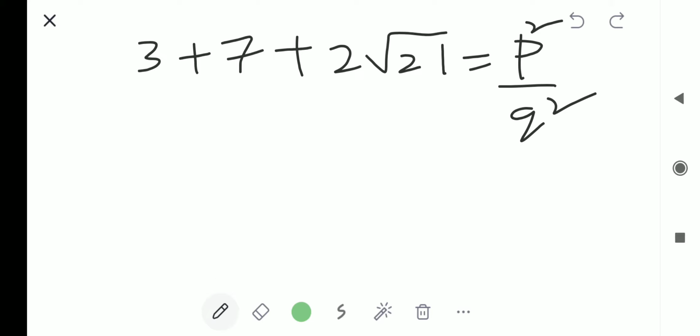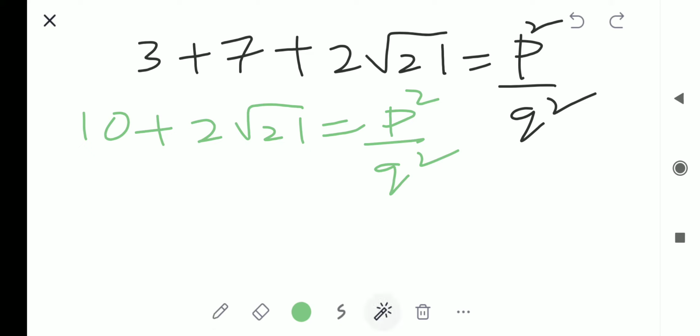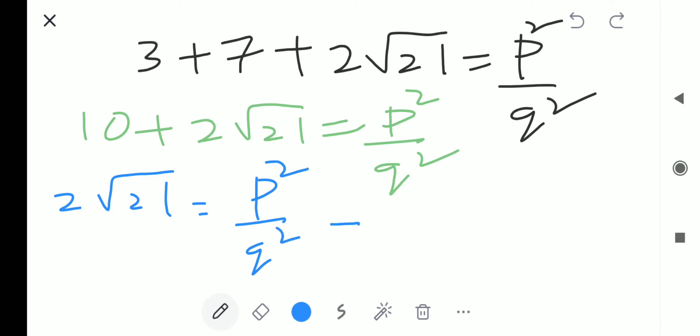The next continuation, 3 plus 7 10 plus 2 root 21 is equal to p square by q square. If you observe this carefully, it is in the form of a plus root b. So first of all, I would like to transpose this 10 to right side. What I will get now? 2 root 21 is equal to p square by q square minus 10. Plus 10 becomes minus 10. So I can write minus 10 as minus 10 by 1. Here p square by q square is a rational number and 10 by 1 is a rational number.